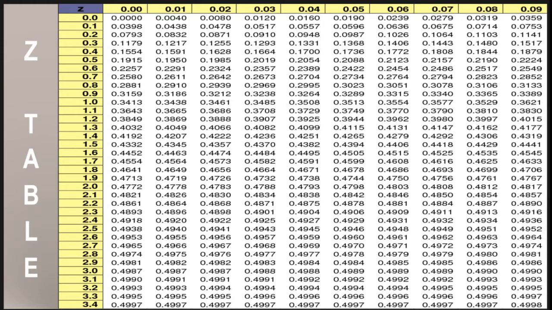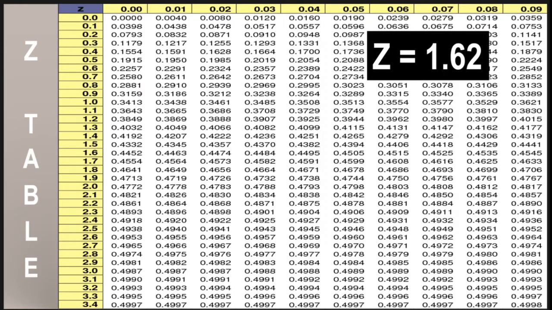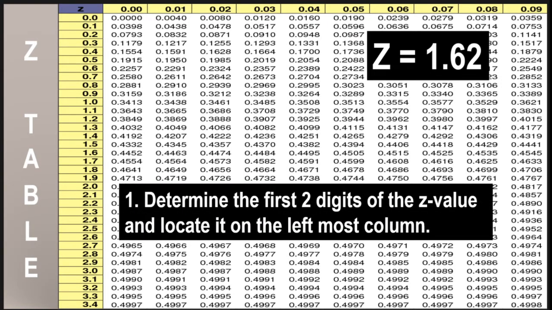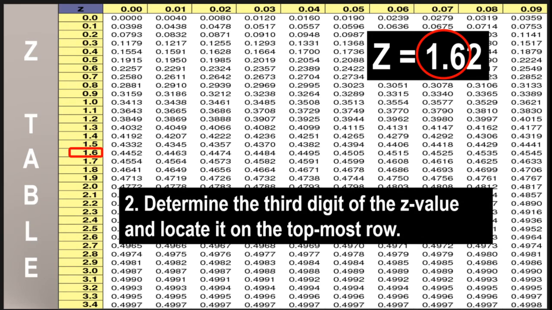Let's have an example. I have here z is equal to 1.62. Most of the time, a z value has 3 digits. To know the area, first determine the first 2 digits of the z value and locate them on the leftmost column. In our given, the first 2 digits are 1 and 6, and it is located here. The second step is to determine the third digit of the value and locate it on the topmost row. The third digit here is 2, and it is right here.